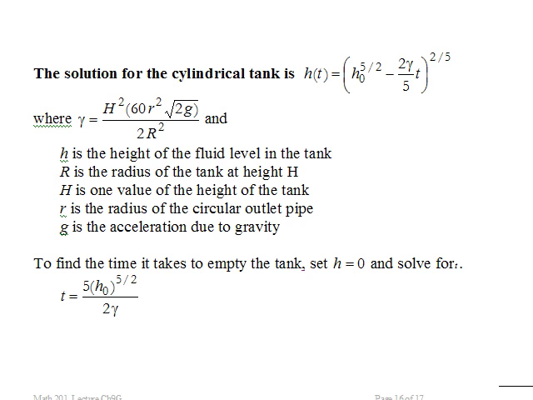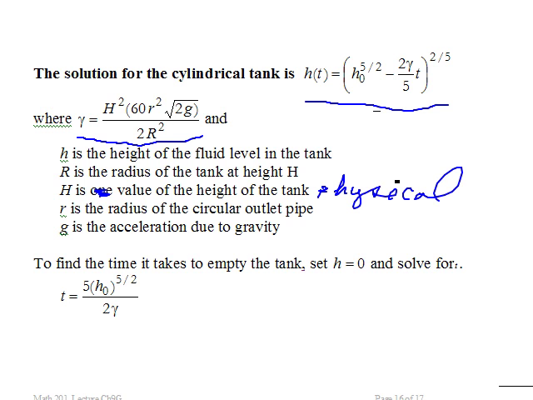So after some juggling around, this is my solution for a conical tank. I need to have gamma. Gamma is specified by all these numbers, and here's what it is. H is the height of the fluid in the tank. R is the radius, the physical radius of the tank at height H. These are the physical dimensions, and H is one value of the height of the tank. It corresponds to that radius. These are the physical dimensions of the tank. r is the radius of the circular outlet pipe. g is acceleration due to gravity.